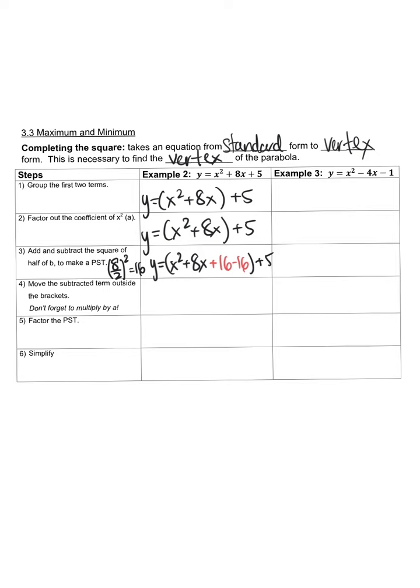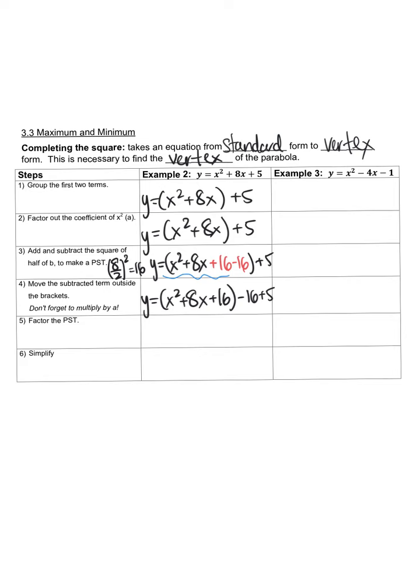So basically what we're doing is like reverse engineering. We're trying to engineer it so that we can create a perfect square trinomial. Then we're going to move the subtracted term outside the brackets. In this case, because our a value is 1, this is pretty easy. We just pull it out because it's really multiplied by 1. It's going to get more complicated if your a value is not 1, but we'll do those examples as well.